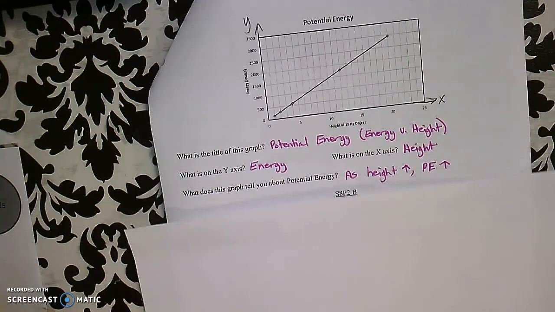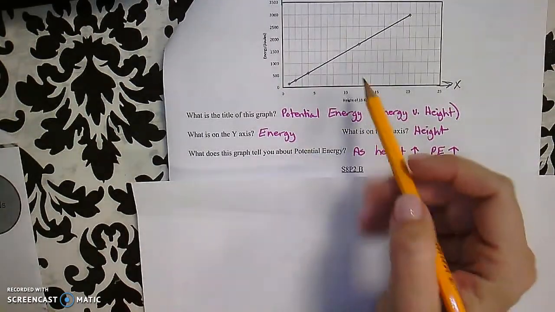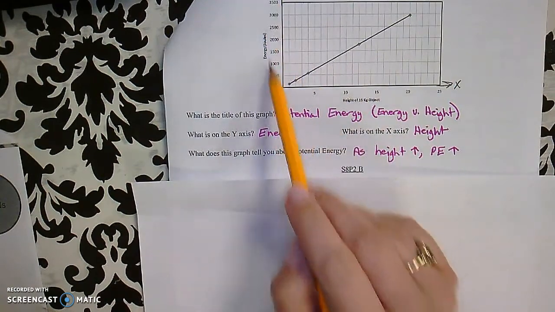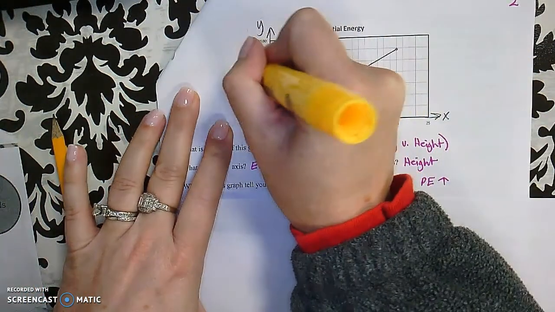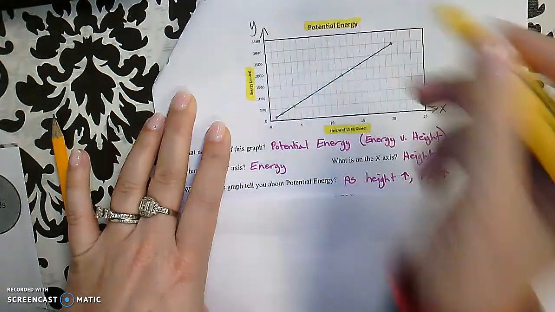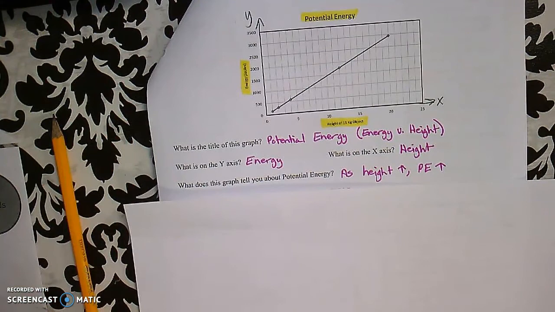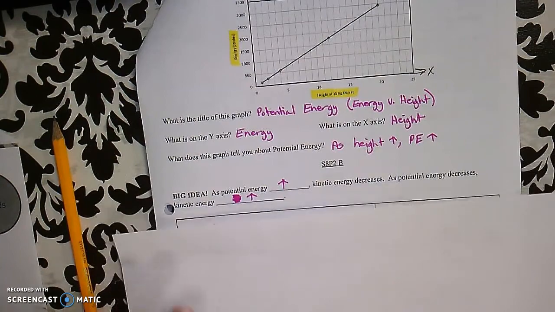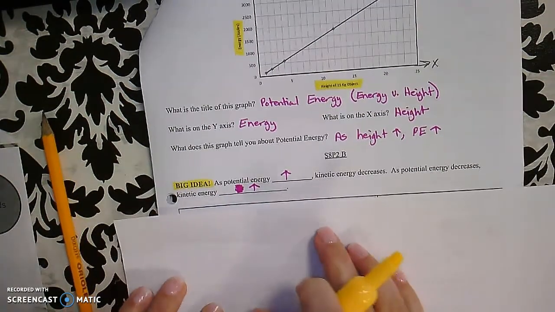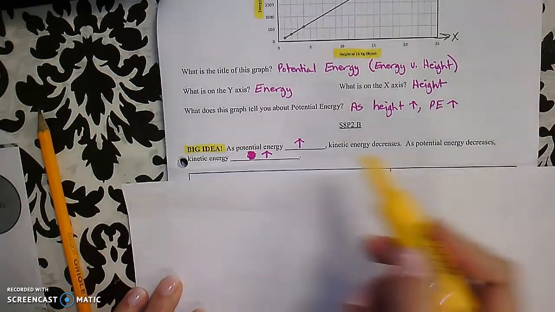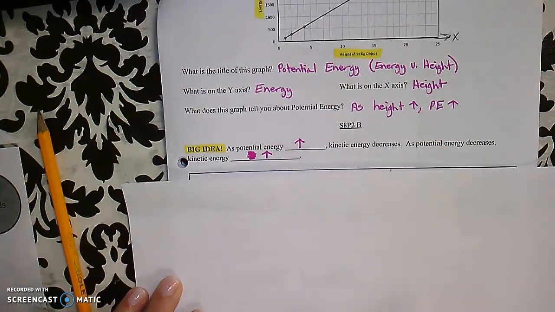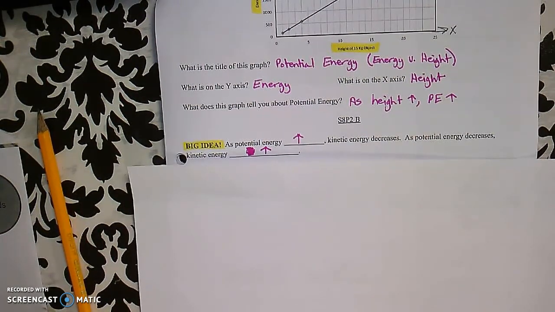So what does this graph tell you? As height increases, the higher up I go, so does my energy, so does my potential energy. So let's take a moment and highlight that information. All right. Then for this next activity, our big idea is: as potential energy increases, kinetic energy decreases. As potential energy decreases, kinetic energy increases. And that's that idea that they are inverse of one another.